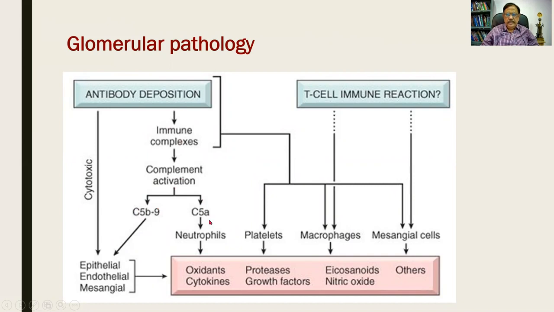And C5a happens to be a chemotactic factor, so there will be the attraction of the various cells such as neutrophils, mesangial cells, macrophages, and platelets, which will lead to the release of the various mediators, leading to a glomerular injury. So this particular diagram, I would like you people to practice any number of times because it is a common pathogenetic mechanism for glomerular injury. Many questions can be answered with this.